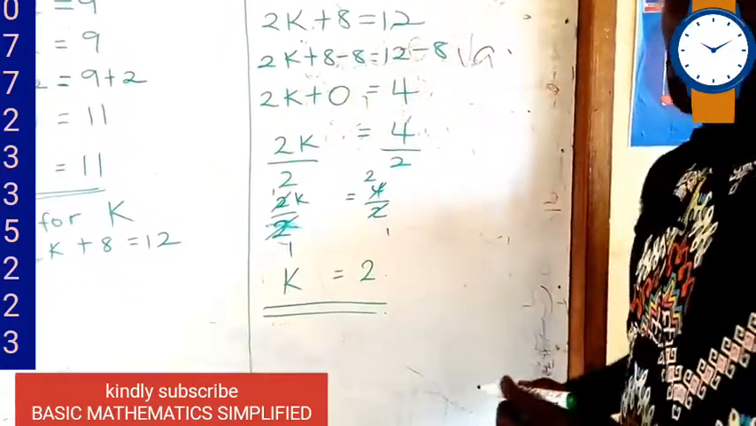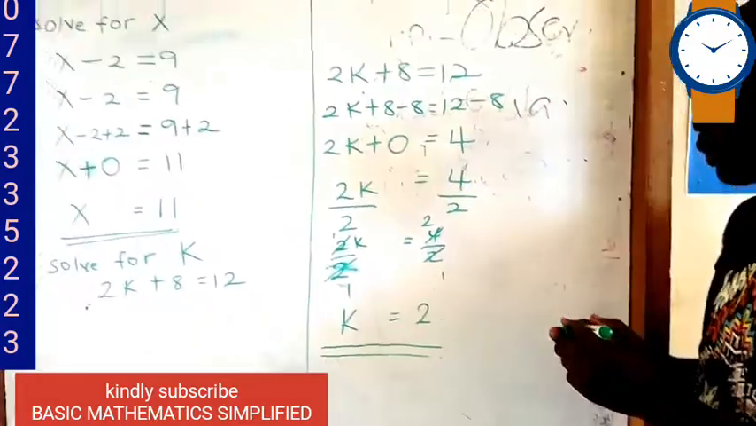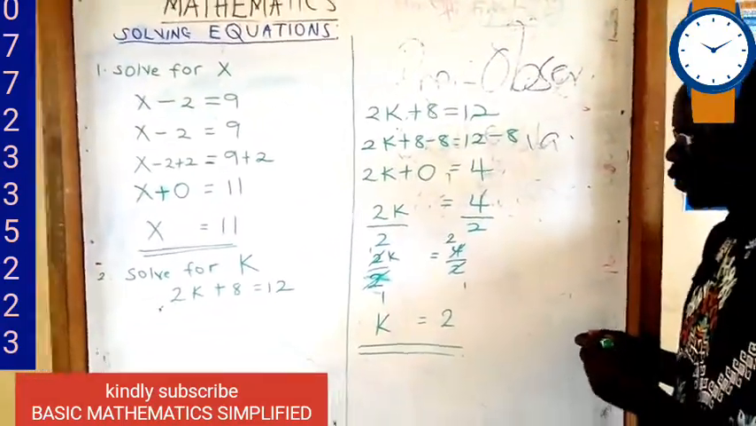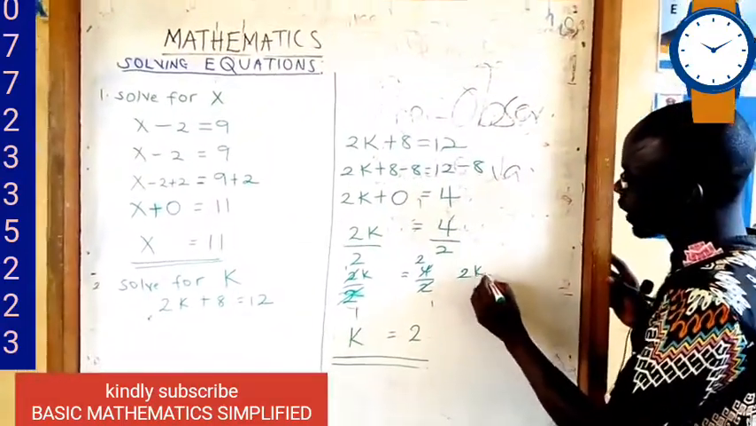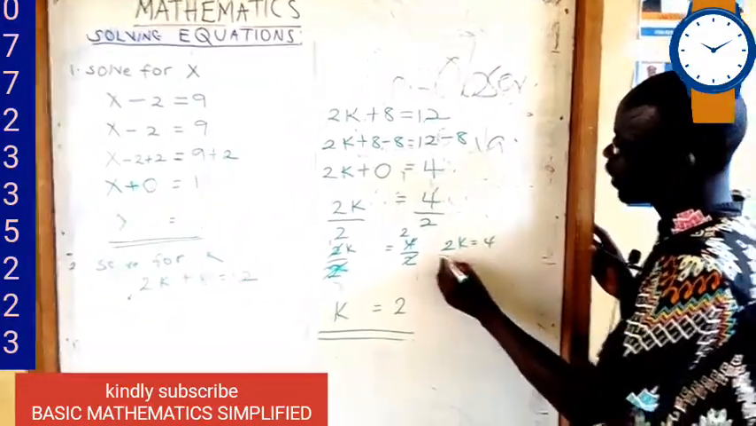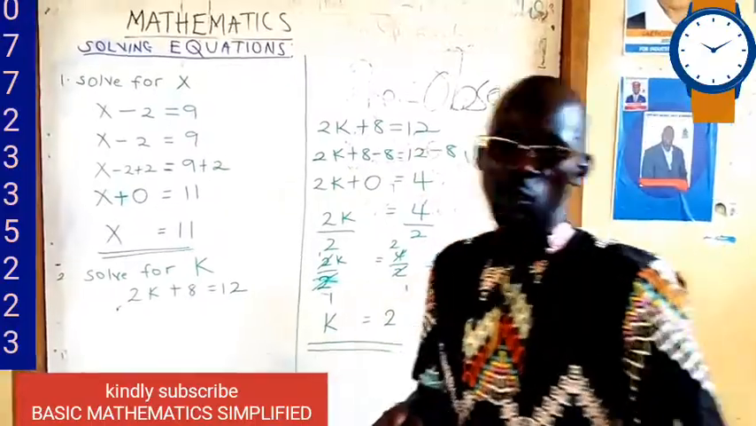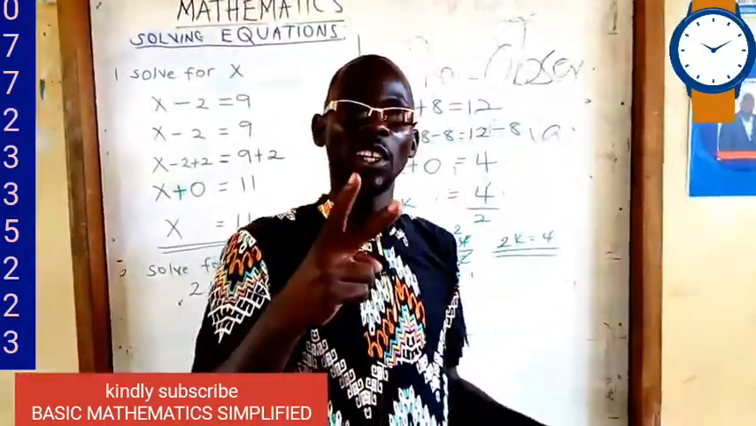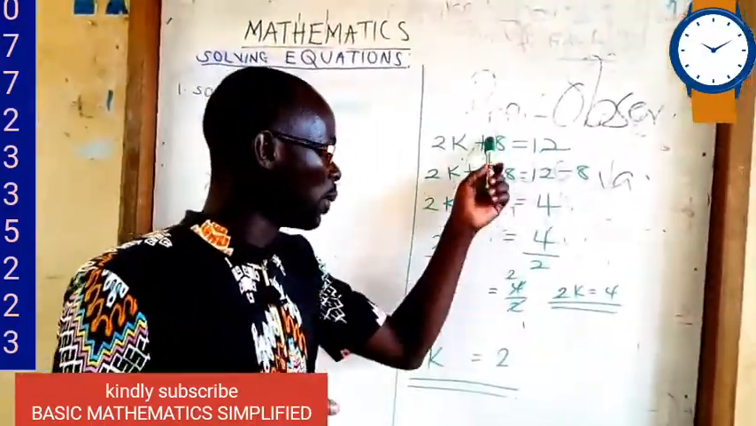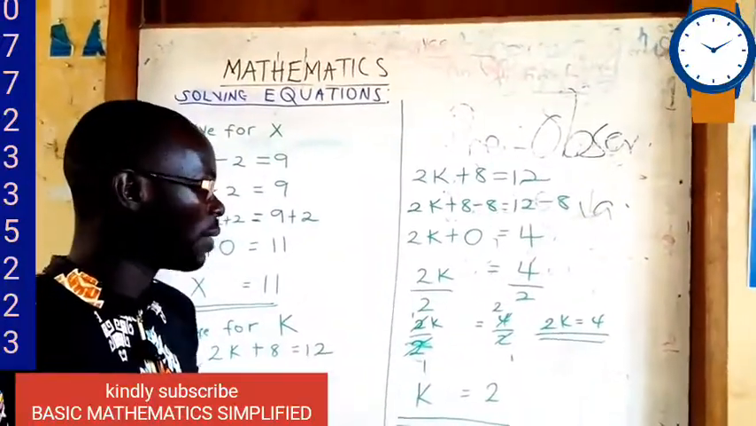And that's the value of k. You don't need to put in a lot of things, but the value of k is 2. Anybody who stops at 2k equals 4 and says this is the value of k will not have got the right answer, because you have got the value of 2k's, not 1k. So be very careful when you handle this number.